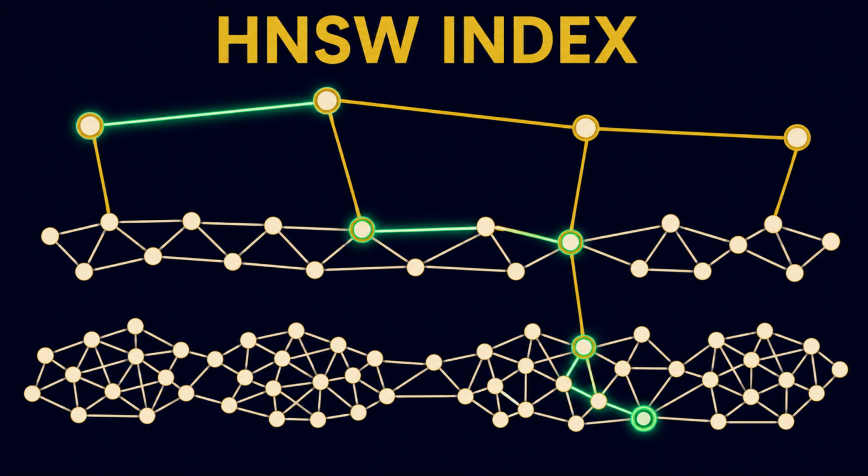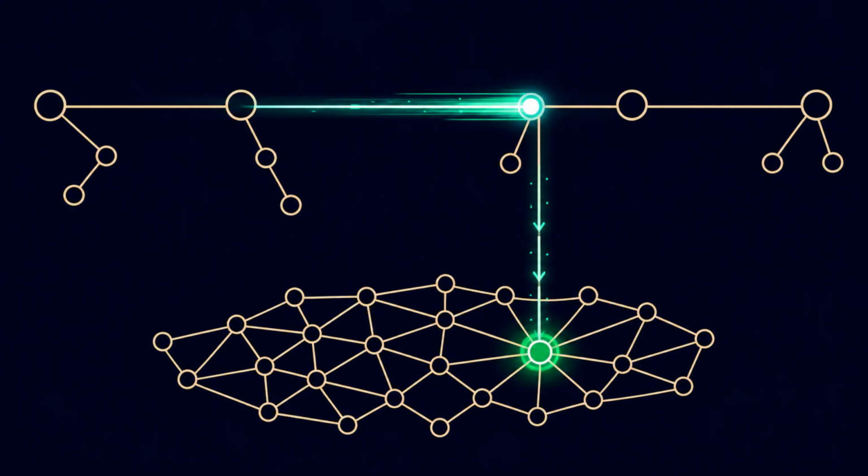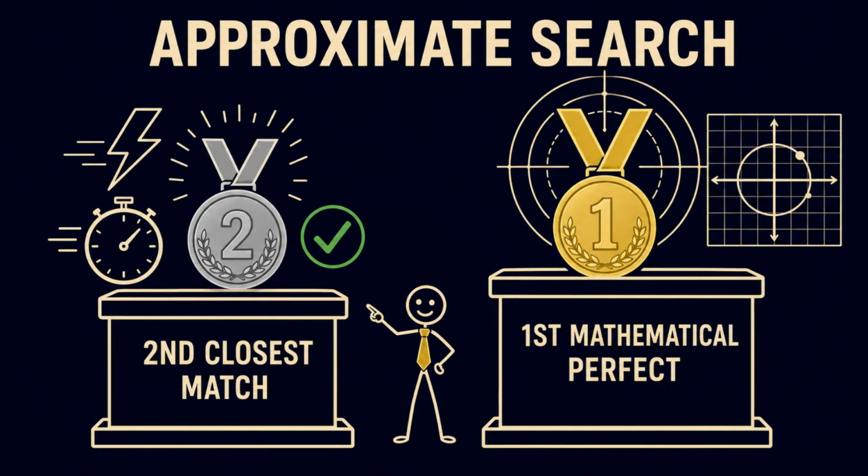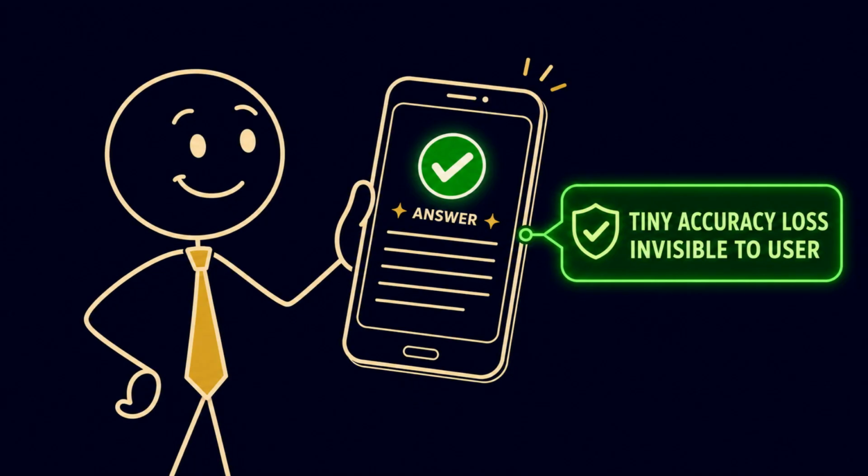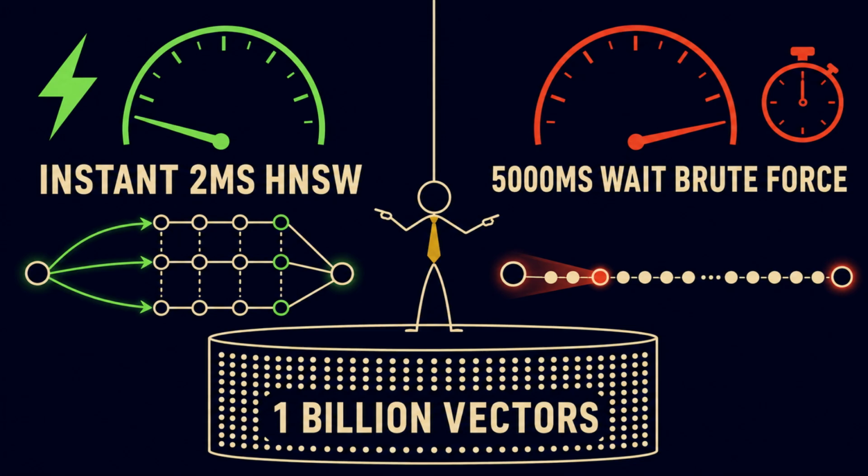That's basically HNSW, a graph structure built during indexing, connecting vectors to their approximate neighbors at different zoom levels, like a highway system feeding into local roads. Search starts on the highway, narrows fast, then drops to local roads for fine detail. The catch, and why it's called approximate nearest neighbor search, is that speed comes from not checking everything. So occasionally you get the second or third closest match instead of the mathematically perfect one. In practice, the tiny accuracy loss is invisible to users, while the speed gain is the difference between instant answers and a multi-second wait, even across billions of vectors.